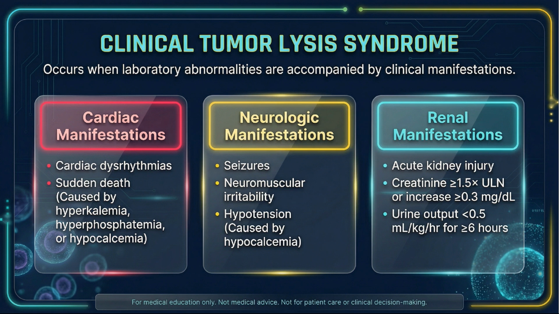Second, neurologic manifestations, such as seizures, neuromuscular irritability like tetany, or hypotension, which are classic consequences of significant hypocalcemia. And third, renal manifestations, defined as acute kidney injury. This is diagnosed by a rise in serum creatinine of at least 1.5 times the upper limit of normal, an absolute increase of 0.3 milligrams per deciliter, or a significant reduction in urine output to less than 0.5 milliliters per kilogram per hour for 6 hours or more.